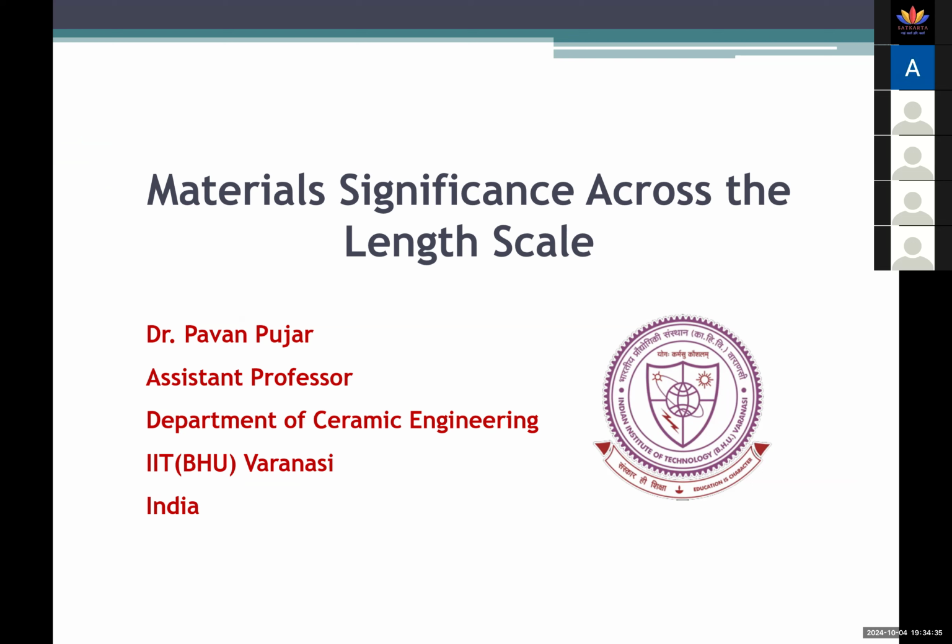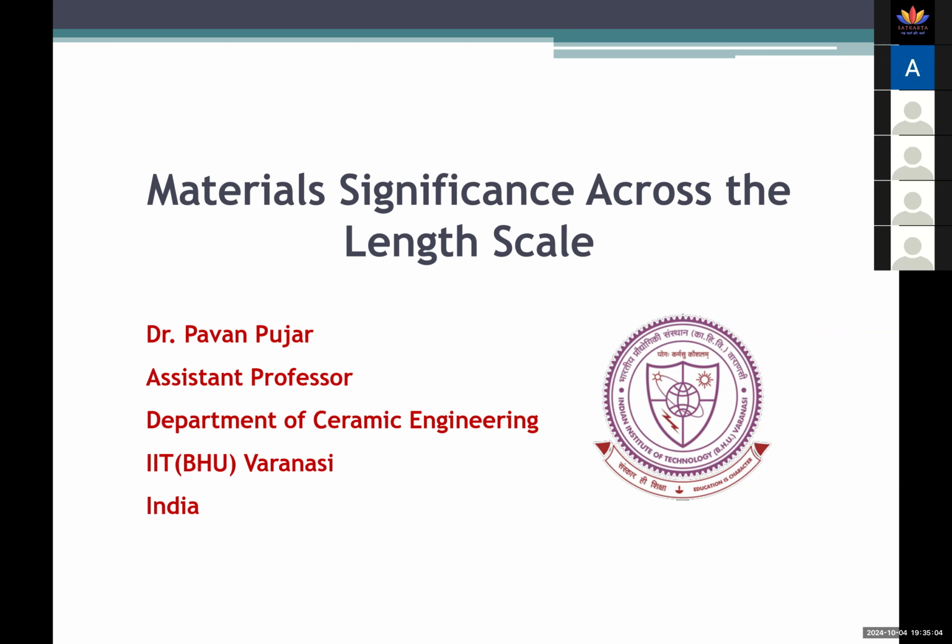There are some transparent materials. There are some electrically conducting materials. We use copper wires for electrical conductance, right? In our homes, in transmission lines. We can use any other metal, so why only copper? Because it has high conductivity, less loss. You understand? So materials have shown tremendous significance across the length scale.